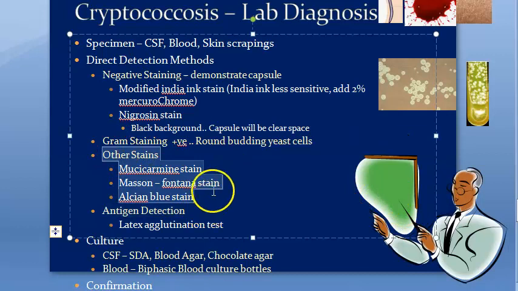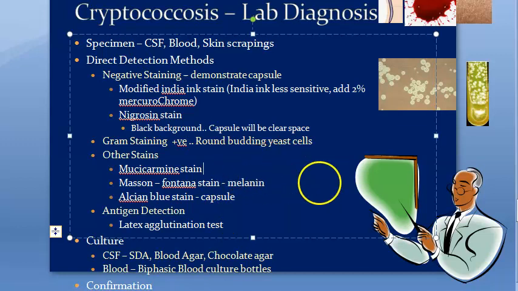Obviously, right? It's yeast. Moving on, other stains, you should remember the names. Mucicarmine stain, Masson Fontana stain, Alcian blue stain. What will they demonstrate? Let us look at this. Alcian blue stain will demonstrate the capsule. Masson Fontana stain demonstrates melanin. And mucicarmine will demonstrate the cell wall.